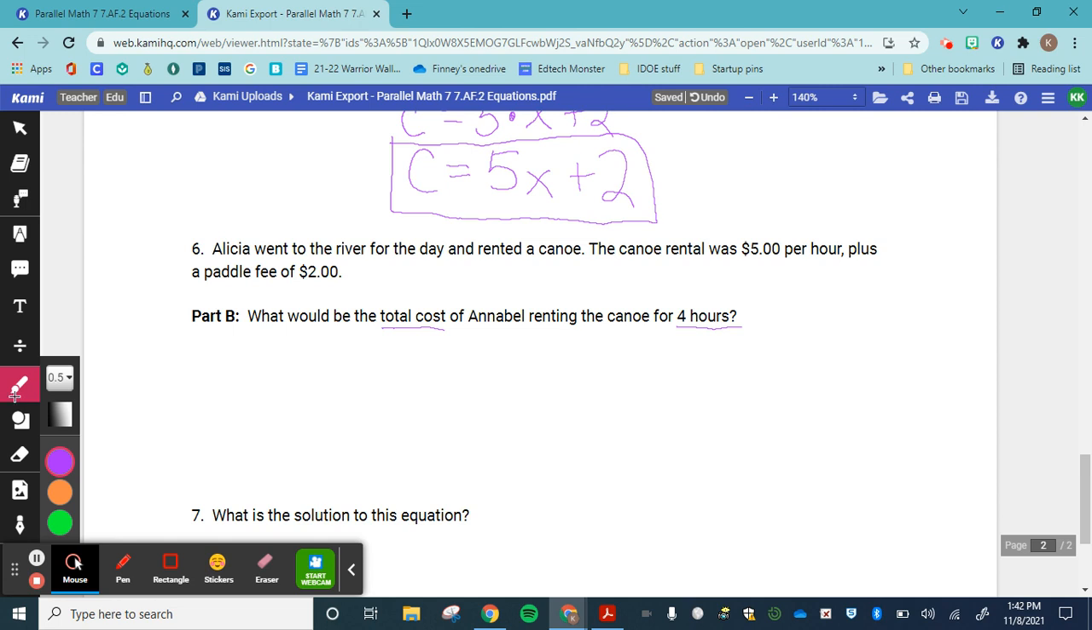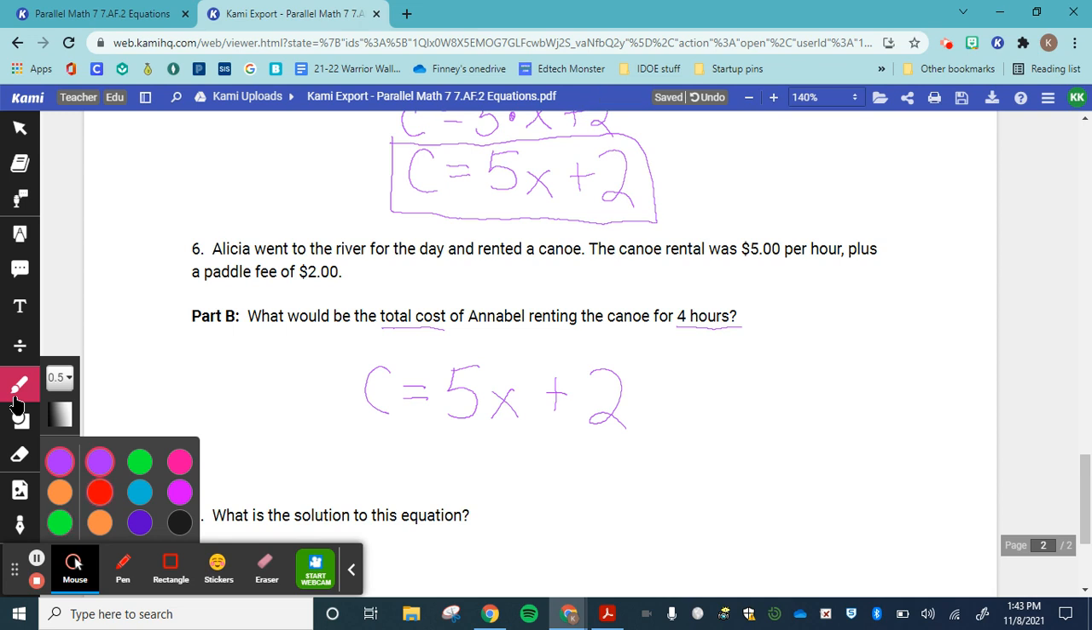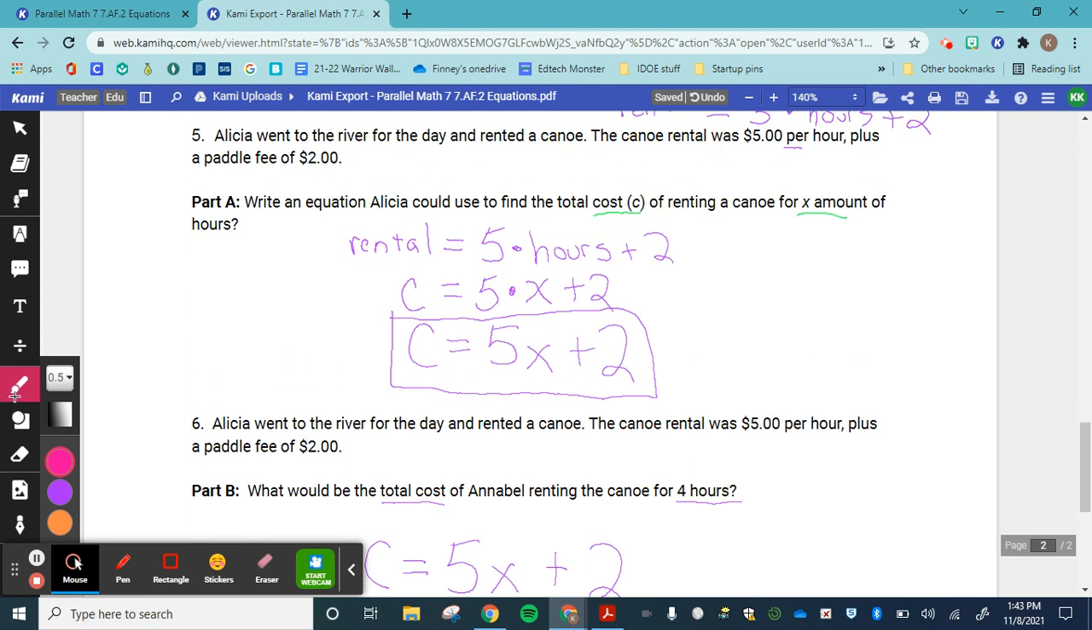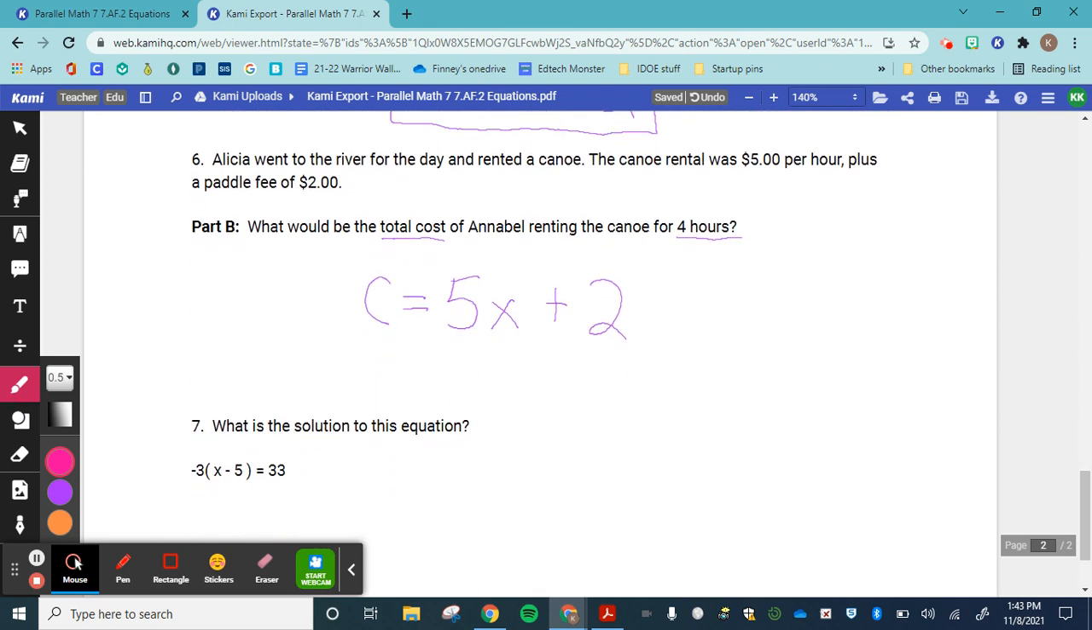I can take my same information up here, our equation that we found, C equals 5X plus 2. But now we have our number for the hours because they told us that we had to use X for hours up here. So I just put my 4 in for my X, and then it's just like we've been checking our equations. So C is going to be 5 times 4 plus 2. And that will give us the cost, which is what we're looking for.